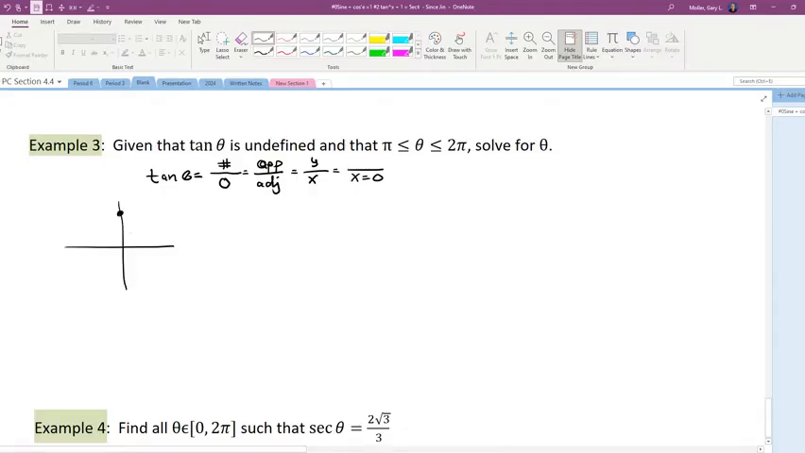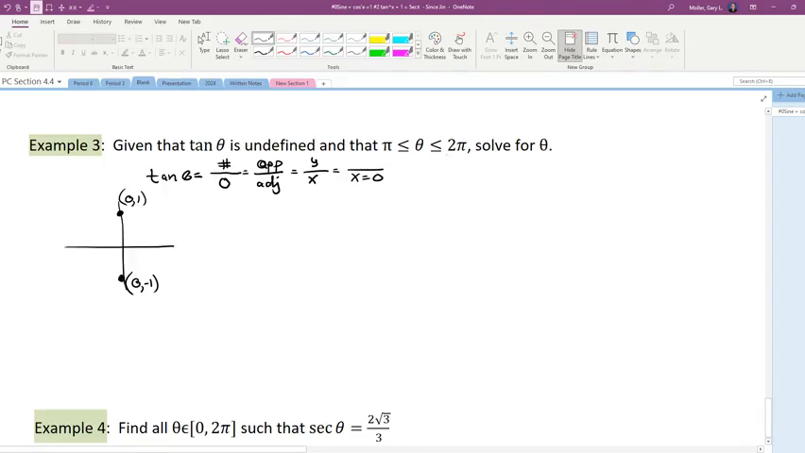So we're looking at this point here on a unit circle, 0, 1, or we're looking at 0, -1, because tangent is y over x. So -1 over 0 is undefined. 1 over 0 is undefined. I think I've over-talked this one.